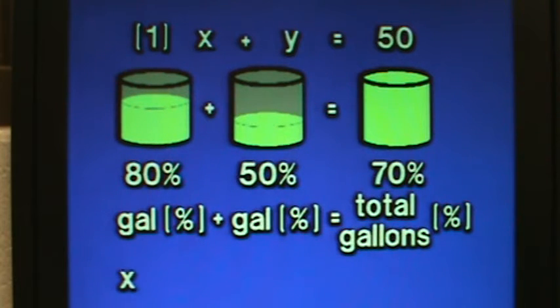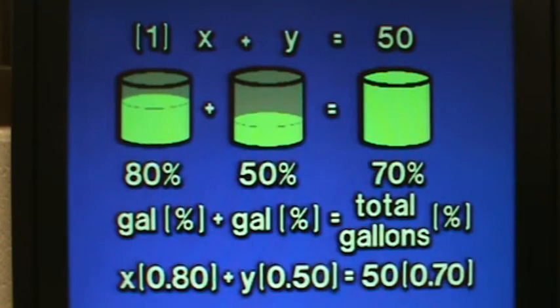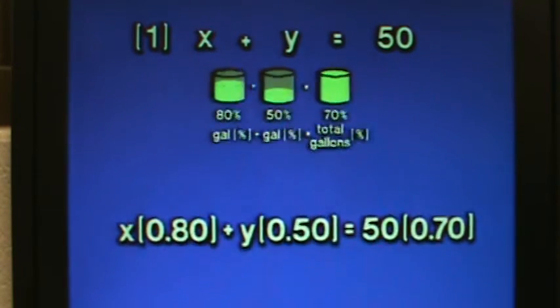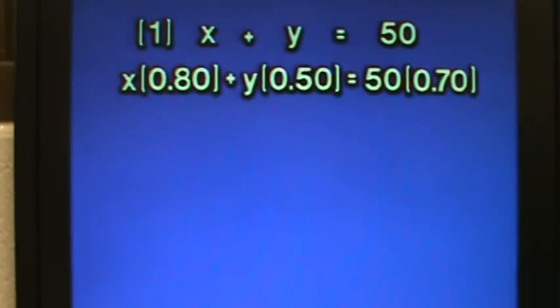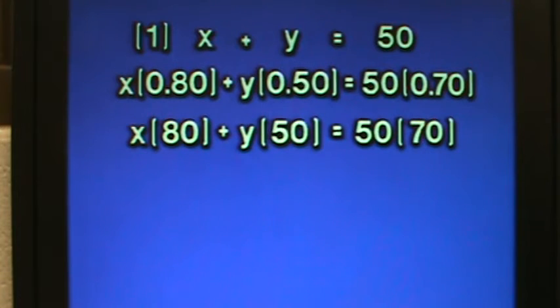Well, in the first container we have x number of gallons. We multiply times 80% or 80 hundredths. In the second container, y number of gallons is multiplied times 50% or 50 hundredths. And on the right we have 50 gallons and the percent acid is 70, so it's 70 hundredths. Well, this will become equation 2, but it might be worthwhile to go through a step or two to clean it up, make it look a little more sensible.